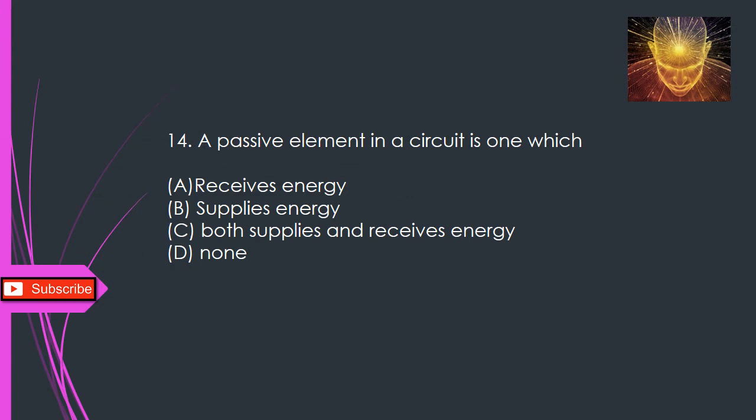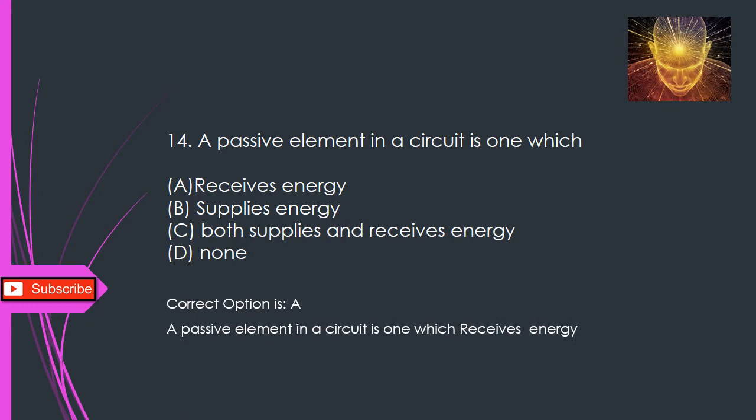A passive element in a circuit is one which: A. Receives energy. B. Supplies energy. C. Both supplies and receives energy. D. None. Correct option is A. A passive element in a circuit is one which receives energy.